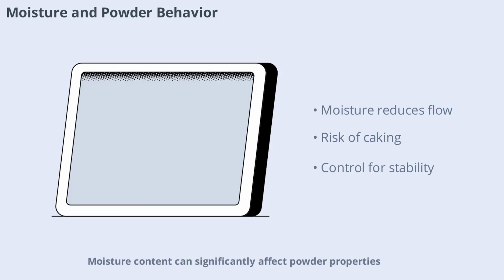Moisture content can significantly affect powder properties. High moisture can cause particles to stick together, reducing flowability and increasing the risk of caking. Controlling moisture is essential for maintaining consistent powder behavior and ensuring product stability.